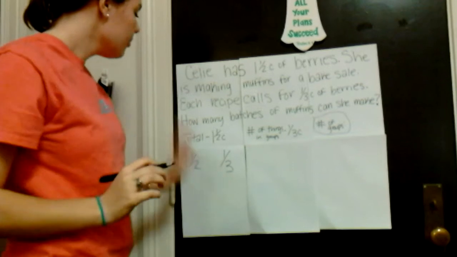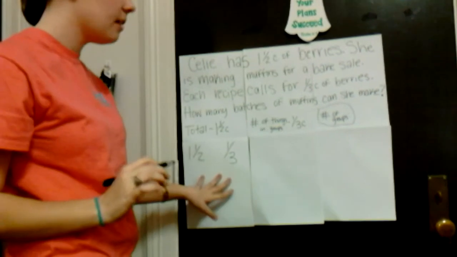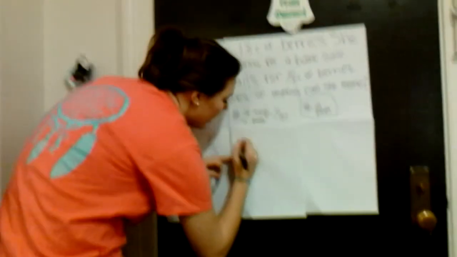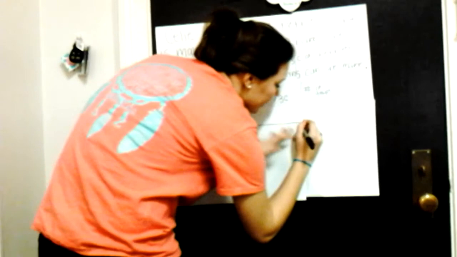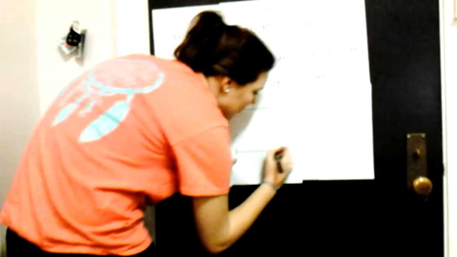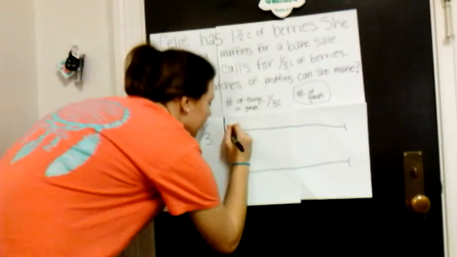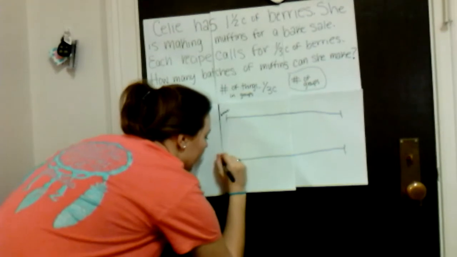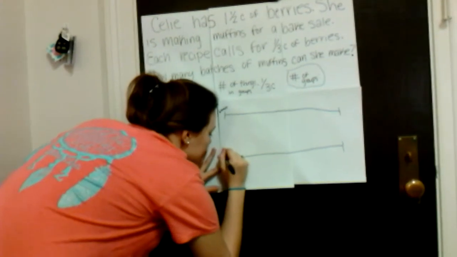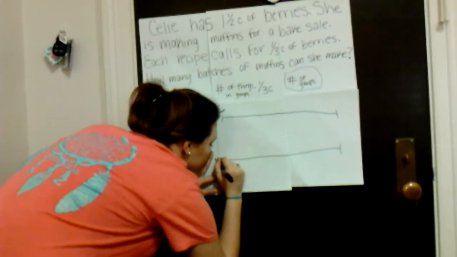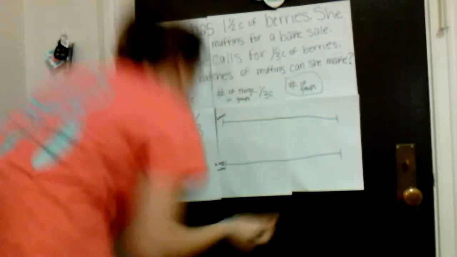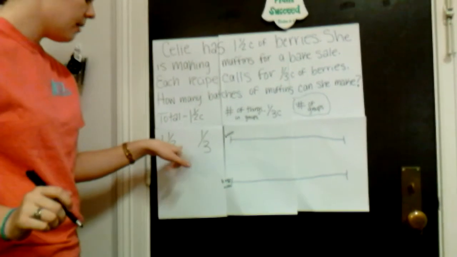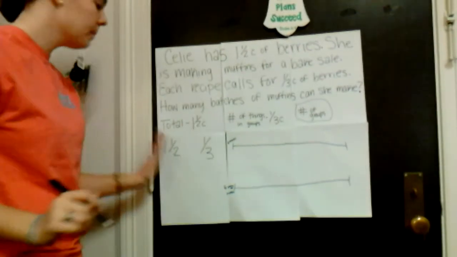So first, we need to figure out a common denominator so that we can put it on a double number line to help us figure it out. A double number line is going to help us see what matches the batches and the berries. So right here will be our berries, and this one will be our batches of muffins.